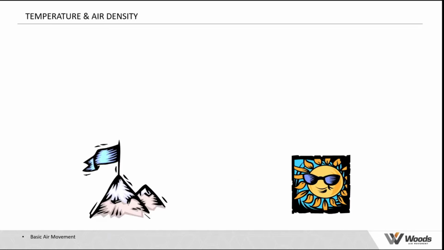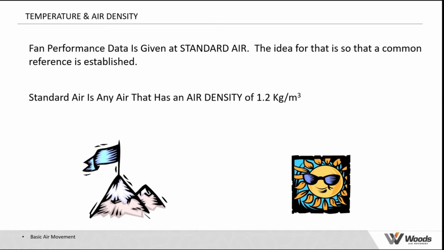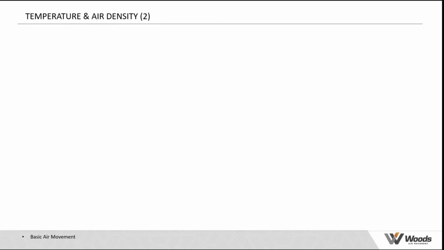Right, the other thing that will change how the fan operates is temperature and density. So fan curves and fan performances that you'll see generally are stated at a common reference point. In Europe, it's 1.2 kilograms per meter cube. For the American market, it's slightly different, but very close. That, by example, is 16 degrees C air, standard barometric pressure of 1013, and humidity 68%. So just a pretty standard sea level condition.